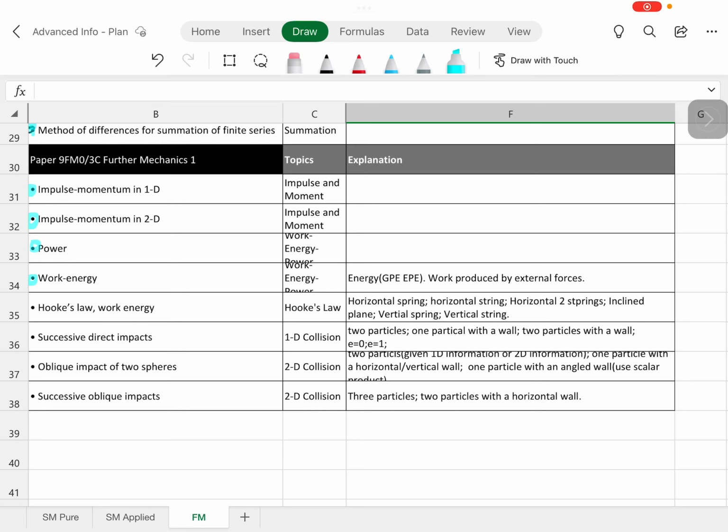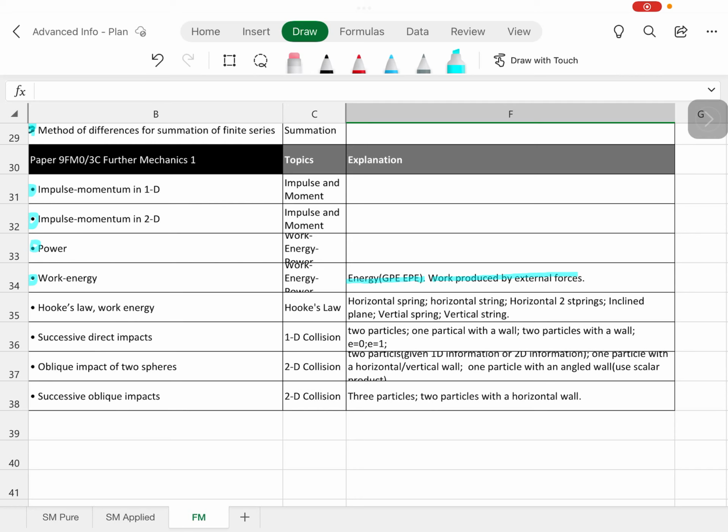So energy, the gravitational potential energy and elastic potential energy, that's internal energy, internal force. Gravitational force and elastic force would be the internal forces. Therefore, we treat them as energy within the system. However, the work produced by external forces counts as work. For example, the external force can be the pushing force, can be air resistance, and so on and so forth.